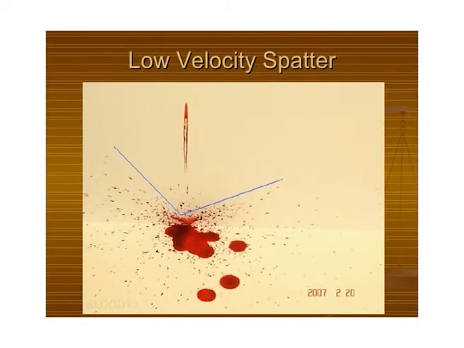Bloodstains can be divided into three categories based on different traveling speeds. Low velocity impact spatter is formed when a blood droplet is traveling at less than 1.5 meters per second. The resulting stains are usually greater than 4 millimeters in diameter. As the traveling speed of blood droplets increases, the size of the spatter stain decreases.